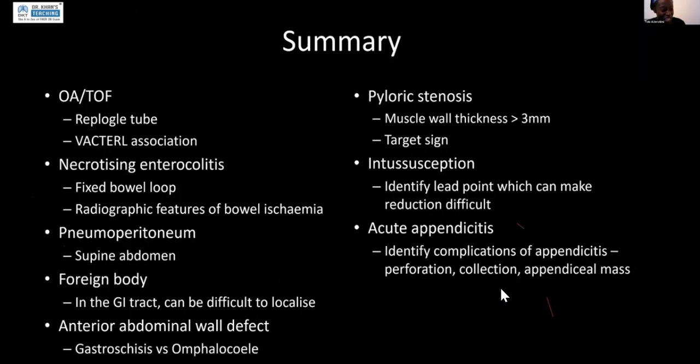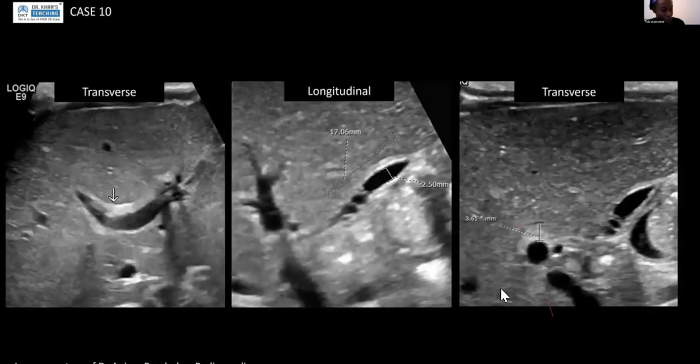Okay, final few slides. I might just talk through these because I've run out of candidates, and it might just make things a little bit quicker because we're coming to the end. So we've got 2 liver cases to show you.